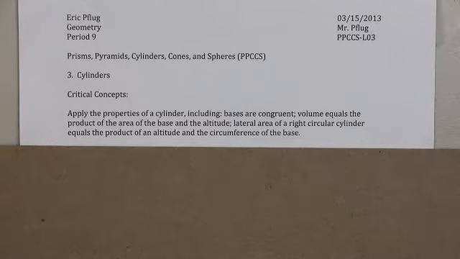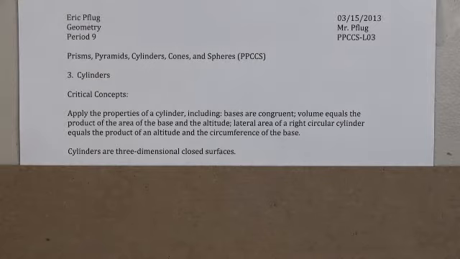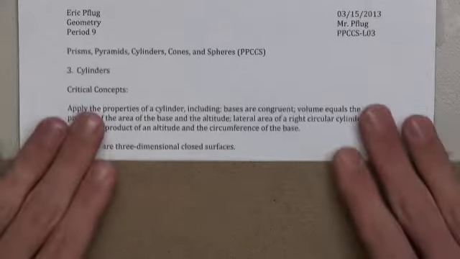We're going to cover each one of those during this lesson. So skip a line, write down your first part of the notes, which is cylinders are three-dimensional closed surfaces. In fact, all of these objects we're going to talk about in this unit are three-dimensional closed surfaces.